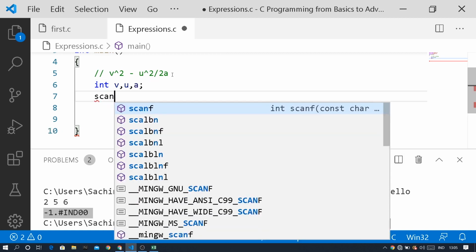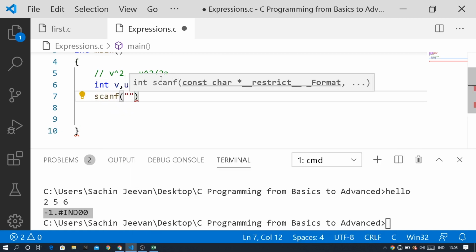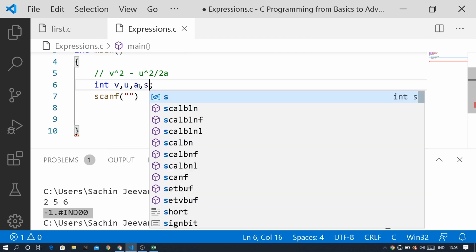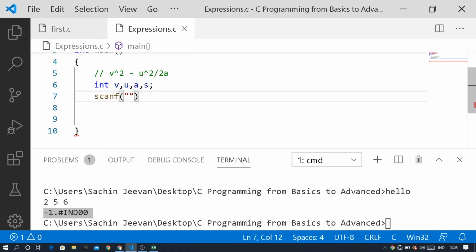Then using scanf, let me receive these three inputs. I will also have one more variable to store the answer, like s, speed. Three values I need to receive. Three are integer values, so percentage d, percentage d, percentage d. It is up to you; you can take float if the scenario requires the exact decimal value, and go with the respective data type you want.